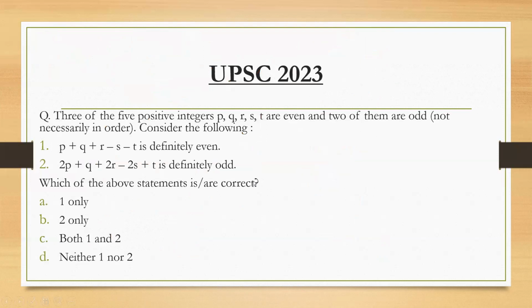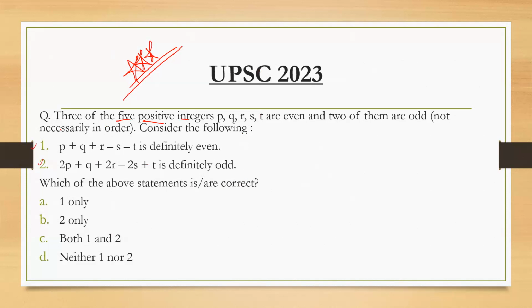Now, if this is clear, this is the last question that we will do today. That is, I want you to solve the UPSC 2023 question paper. Okay, so here you have 5 positive integers P, Q, R, S, T, out of which 3 are even, 2 are odd. Okay. Now, based on this, two statements have been given. Which of the above statements are correct?